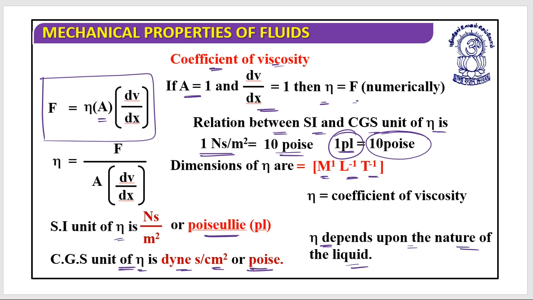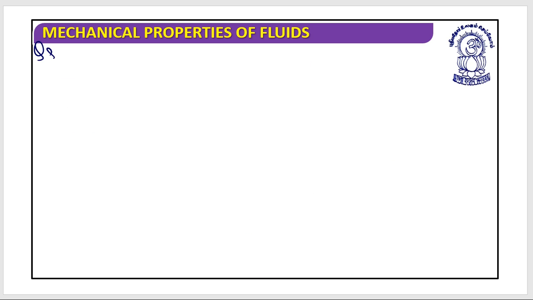Is it clear? Are you sure? Great. So have you noted this? F is equal to eta into A into dv by dx. If not, please note it down. Have you done it? Great. Now let's work on the questions.